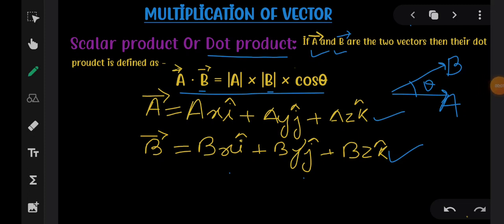In this video lesson, we will learn about multiplication of vectors. Vectors can be multiplied in two ways. One way is known as a scalar product. As the name itself explains, the product of two vector quantities gives us a scalar quantity. That's why it is also known as a scalar product.